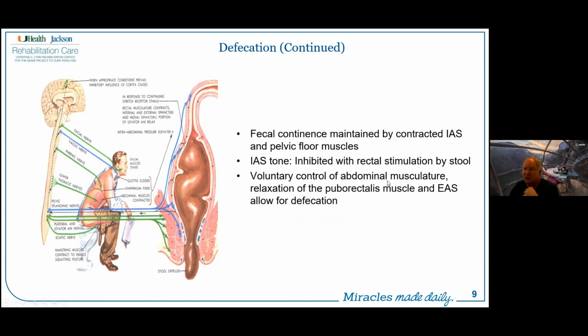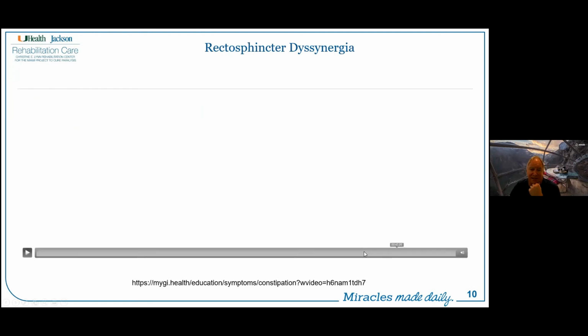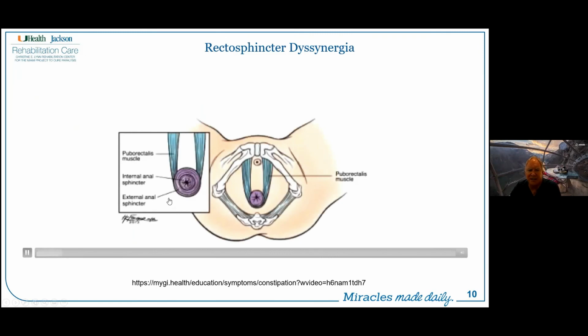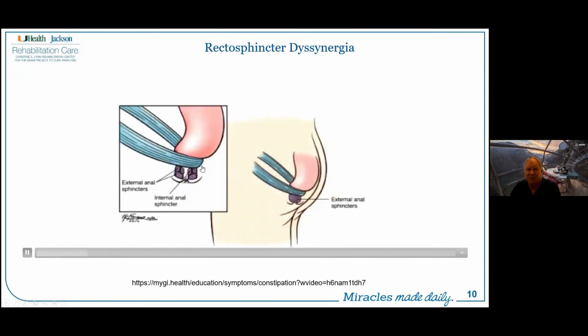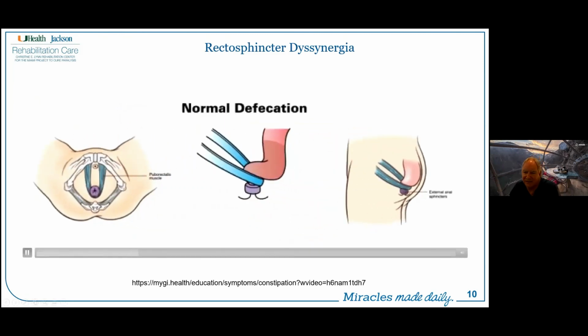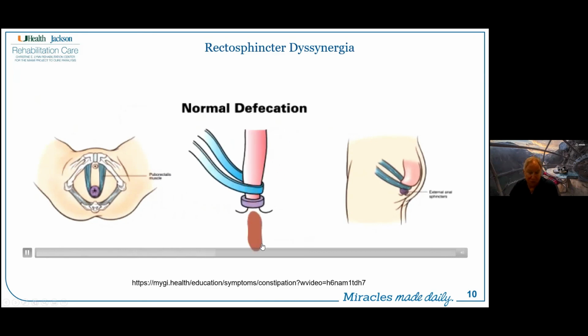Typically, we have voluntary control over the abdominal musculature, and a relative relaxation of the puborectalis muscle and external anal sphincter, allowing for defecation. Let's do a quick review on what we're looking at here. Basically, what we have voluntary control over is the external anal sphincter and puborectalis. Puborectalis, under somatic control, pulls and prevents defecation from occurring. When you relax, however, the puborectalis and the external anal sphincter, then you're able to pass stool into the toilet, through socially appropriate mechanisms.